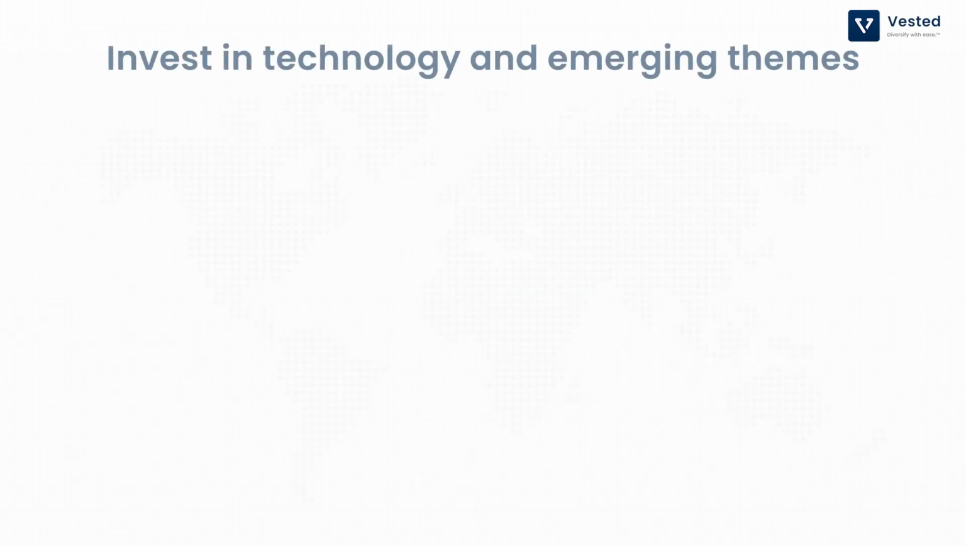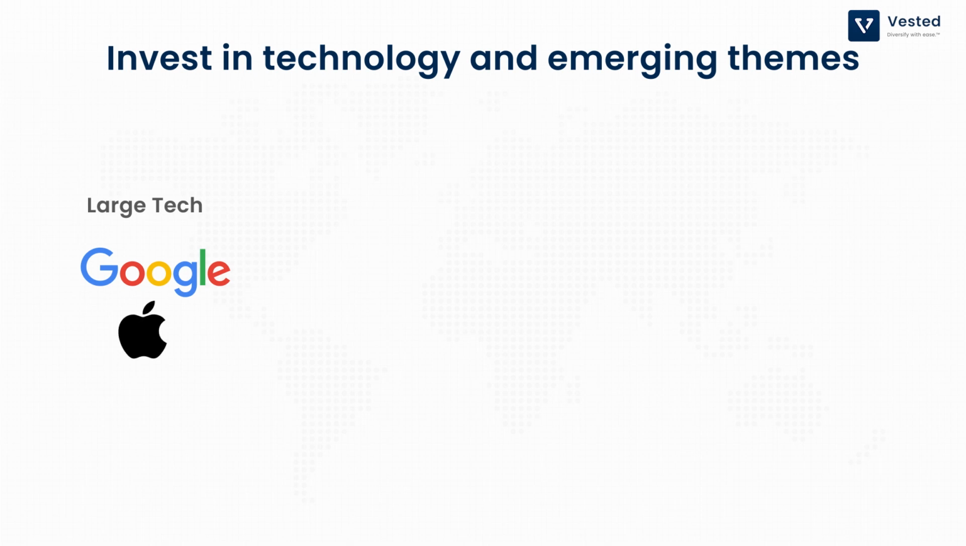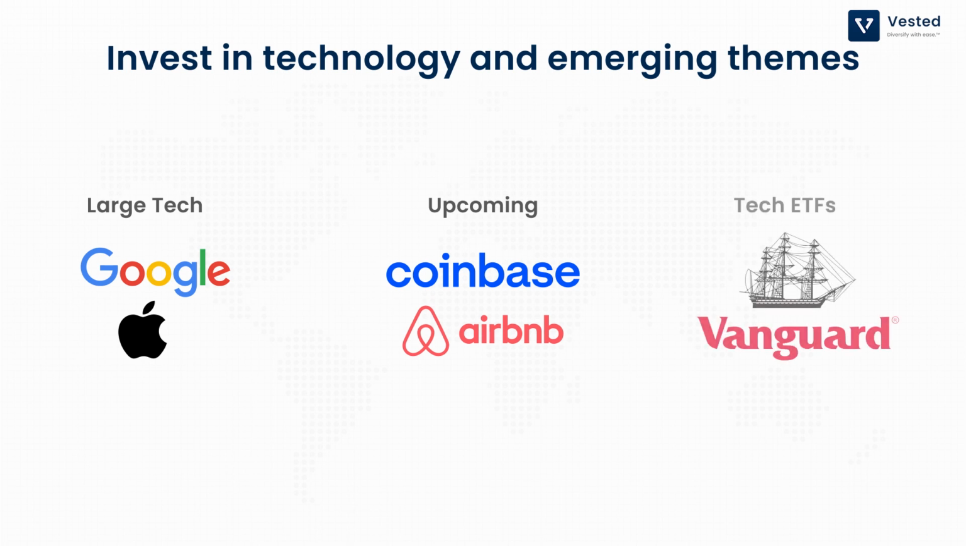Technology as an industry has outperformed the S&P 500 over the last 10 years, giving almost double the returns of the market. Through the US markets, you can invest either in large technology companies, the likes of Google and Apple, or upcoming companies such as Coinbase and Airbnb. You can also invest in technology ETFs, such as Vanguard's Information Technology Index Fund.